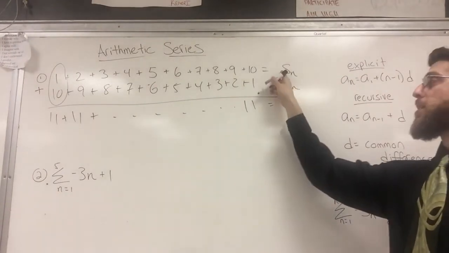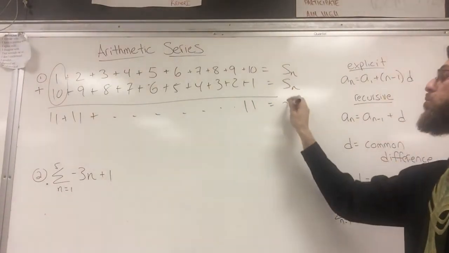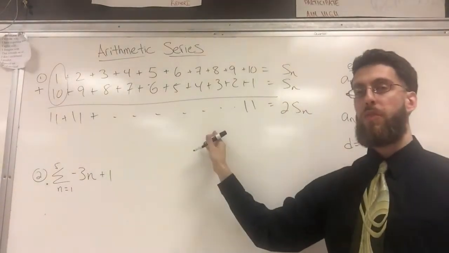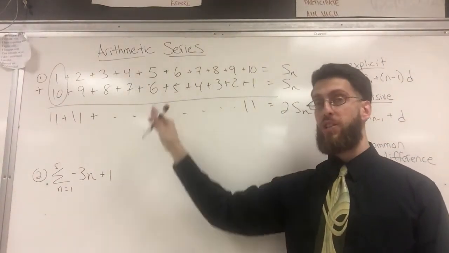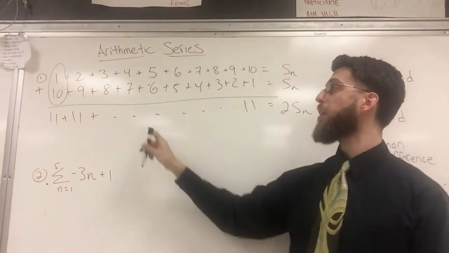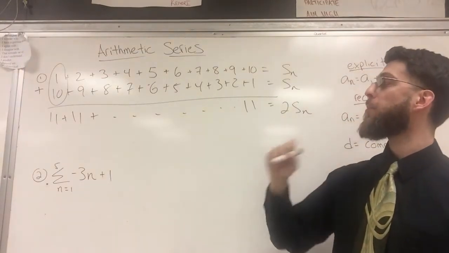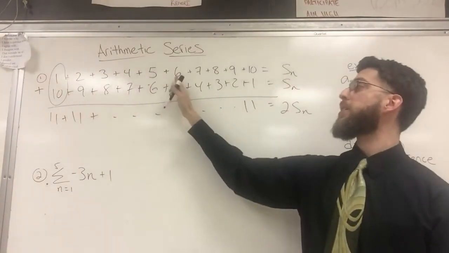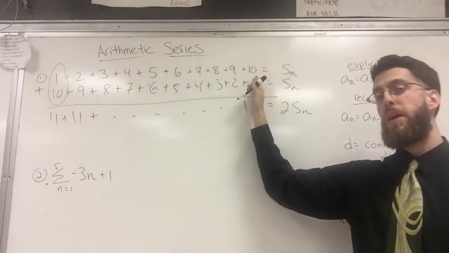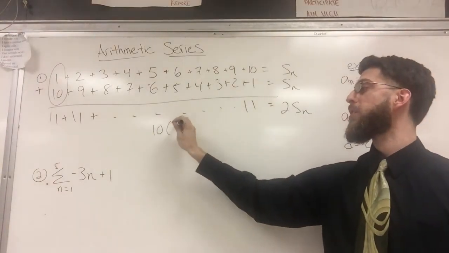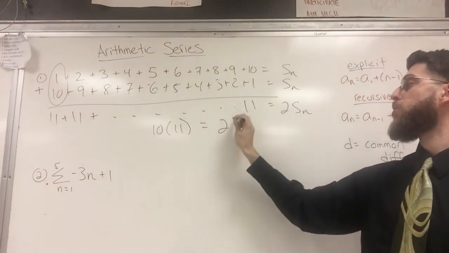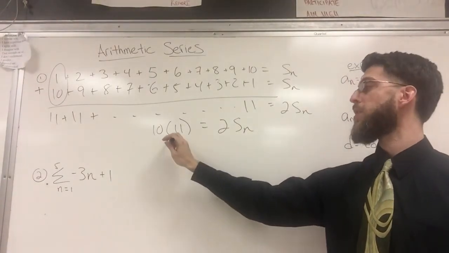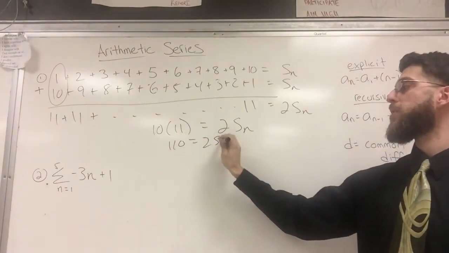And that equals S sub n plus S sub n, which is 2 S sub n. So, how many 11s are here? If I wasn't lazy and didn't do dot dot dot and actually listed them, how many 11s are here? Let's see. 1 pair, 2 pairs, 3 pairs, 4 pairs, 5, 6, 7, 8, 9, 10 pairs of 11. 10 pairs of 11 equals 2 S sub n. Alright, so 10 times 11 is 110 equals 2 S sub n.